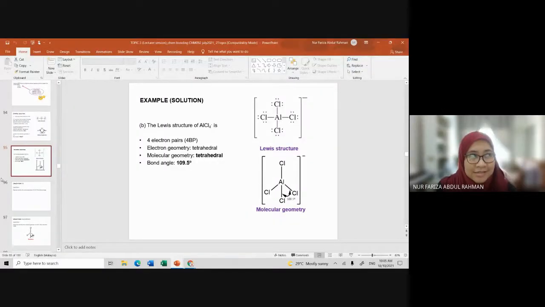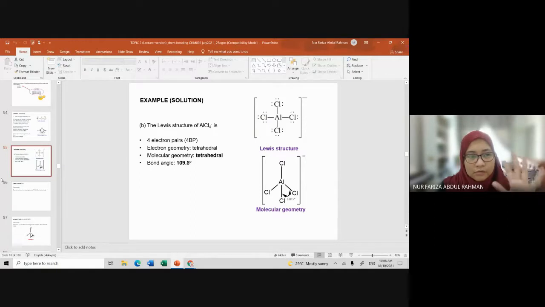This is known as valence shell electron pair repulsion theory, which is used to describe the molecular geometry of a molecular compound. We have two types of geometries. One is electron geometry, and the second one is molecular geometry.